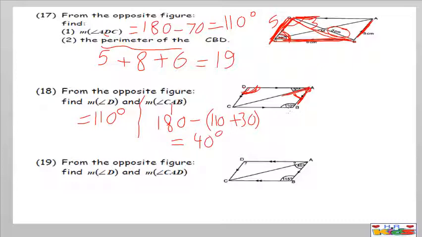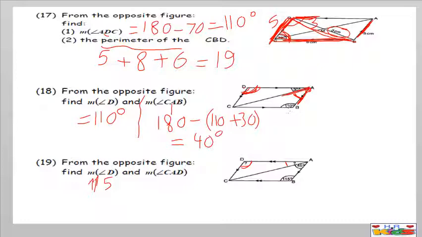Okay, question number 19. From the opposite, we want to find measure angle D and measure angle CAD. Measure angle D, the opposite to it is 115, so it equals 115. Okay. The next one, measure angle CAD. We want to find the small angle.